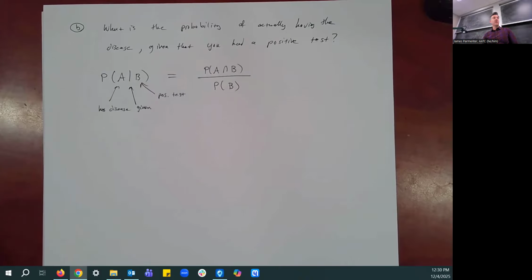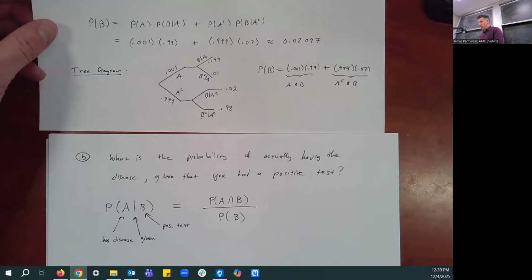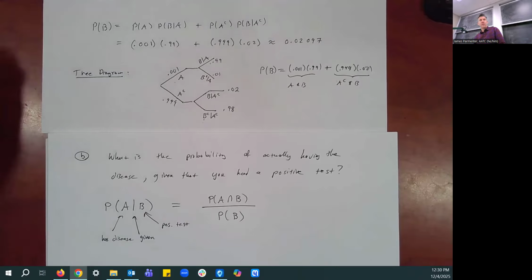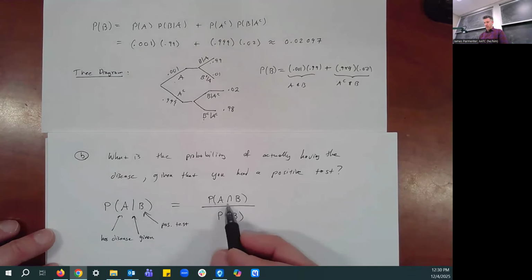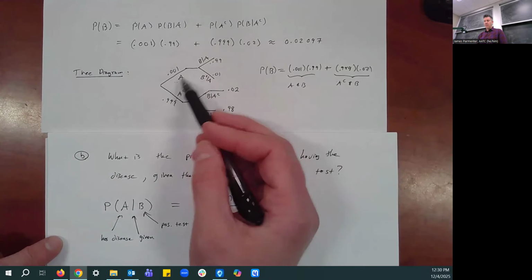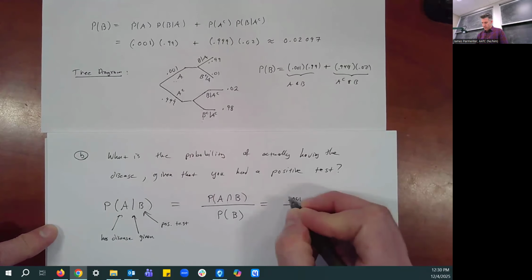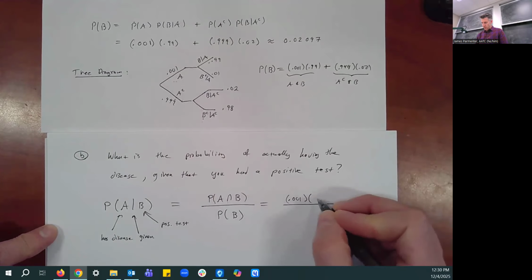So again, this is where I'd say the tree is super useful. Looking at the tree, it's really nice if we think about what we want. So on top, I want A and B. Cool. There's one way to get there. First A, then B. So on top, it's going to be 0.001 times 0.99.